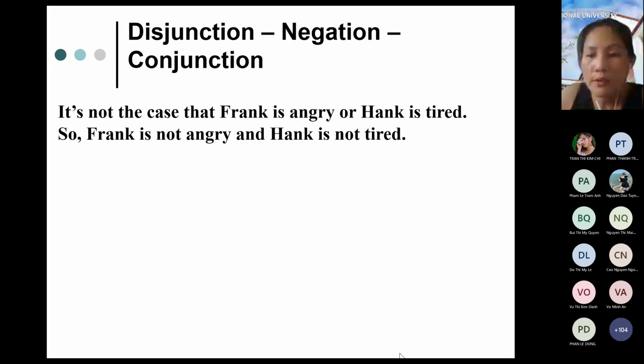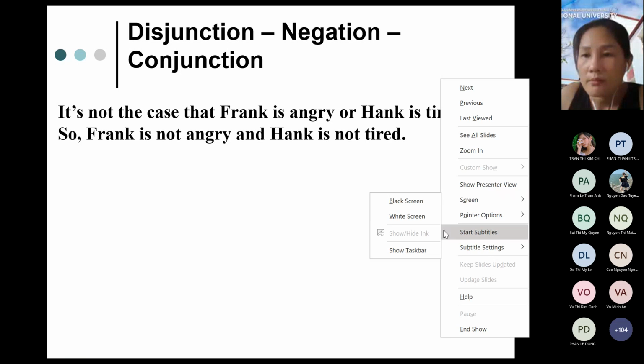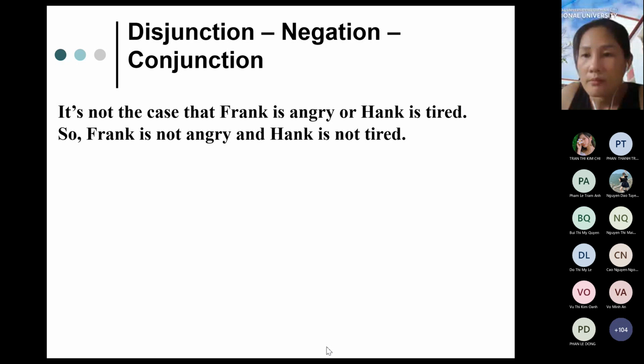Again, be very careful with "it is not the case that," okay? If it takes time to type on the computer or laptop, I think writing on paper would be faster, isn't it? But you need to have something to take a picture of that.